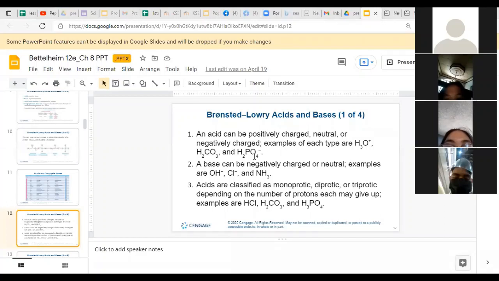So a base can be negatively charged or neutral. Examples are OH minus, Cl minus, or NH3. The term monoprotic, from the word itself: mono, 1 H; diprotic, 2 H; triprotic, 3 Hs. So it is the number of protons given up. For monoprotic, you have HCl. For diprotic, you have H2CO3. For triprotic, you have H3PO4.